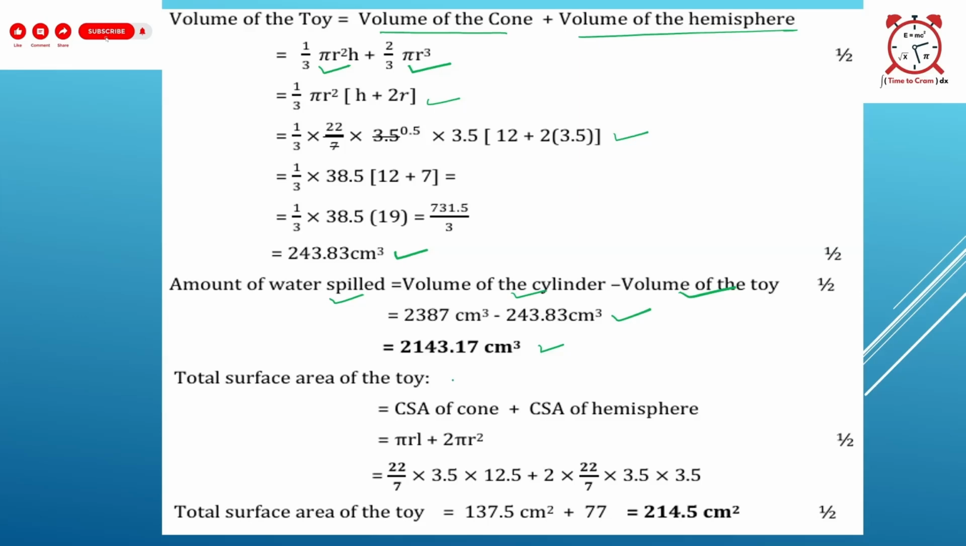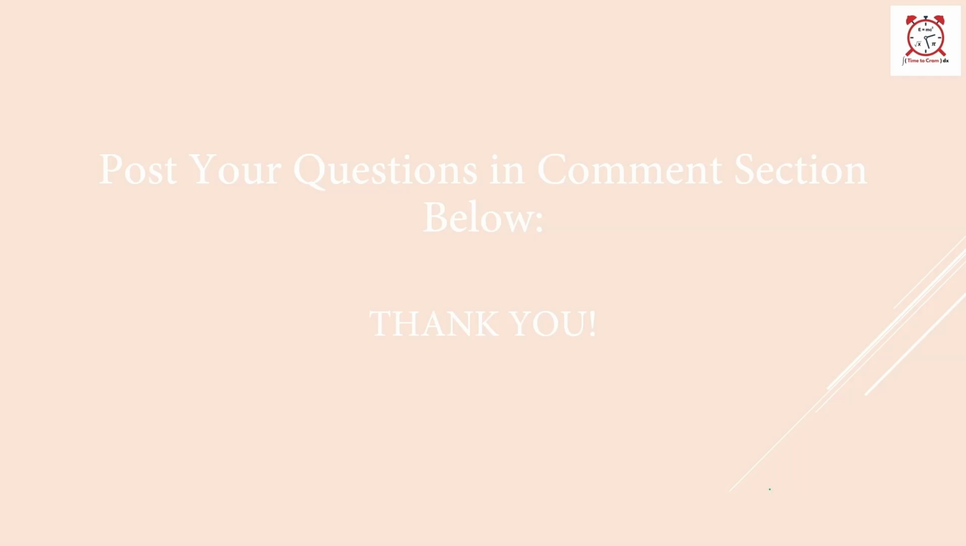Now let us calculate the total surface area of the toy. So total surface area of the toy is a sum of two surface areas, the curved surface area of cone and curved surface area of hemisphere. Their respective formulas are pi r L and 2 pi r square. So again, keeping all the correct values at appropriate places, we will have the total surface area of the toy as 214.5 centimeter square.